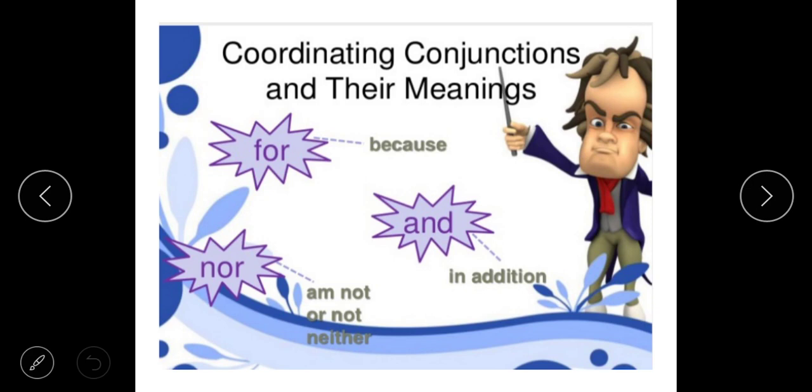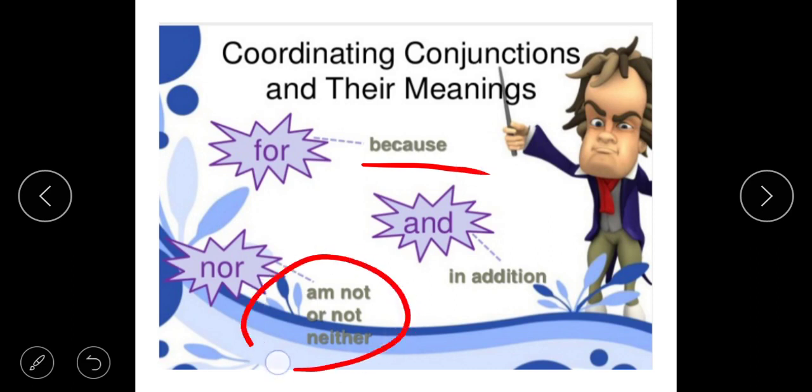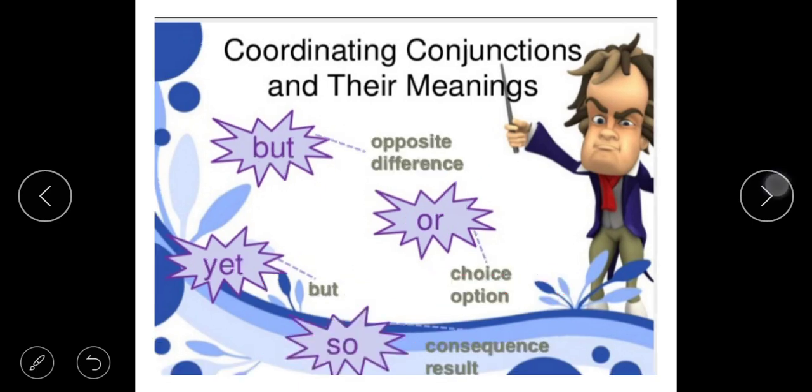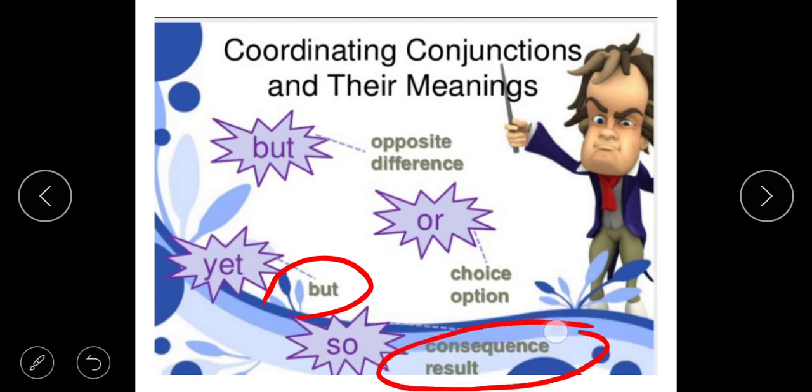Now we know the meaning of these conjunctions. For is used for because, for the reason. Nor is used for negative choices, neither, not. And is for in addition. But is used for opposite difference, when there is a difference or opposition. Or is used for a choice or option, yet for but. And so is used for the consequence or result.